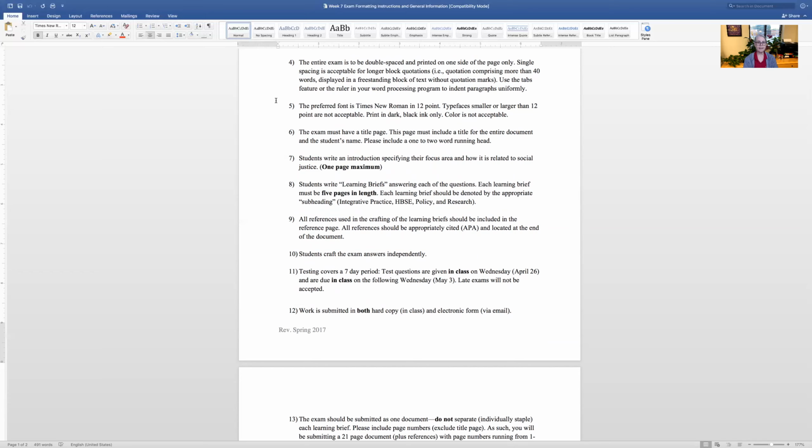References, APA citation, all the refs are at the end of a document as normal. And again, make sure that your internal citations match what's on your references list and vice versa. You're responsible for crafting the exam answers independently.